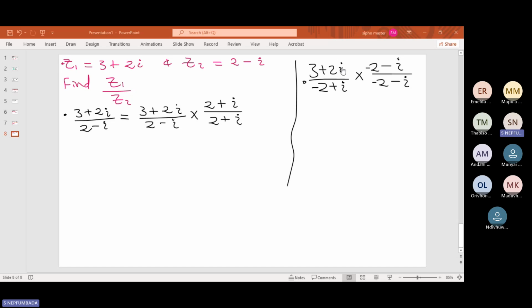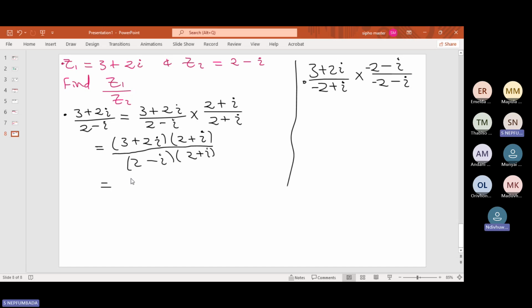Okay. So now this is nothing but going to be, here we don't cross multiply. We just say denominator by denominator, numerator by numerator, whereby we're going to have 3 plus 2i multiplied by 2 plus i divided by 2 minus i multiplied by 2 plus i. If you still remember, this is the difference between two squares. But by the way, this is nothing but 3 times 2.